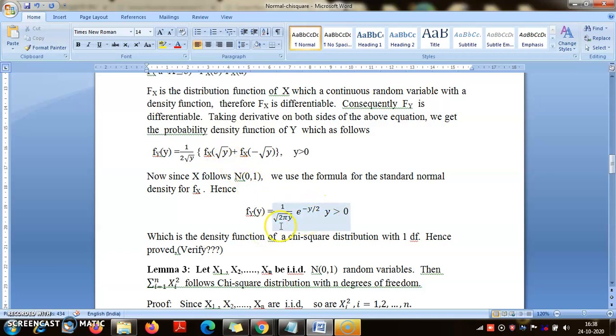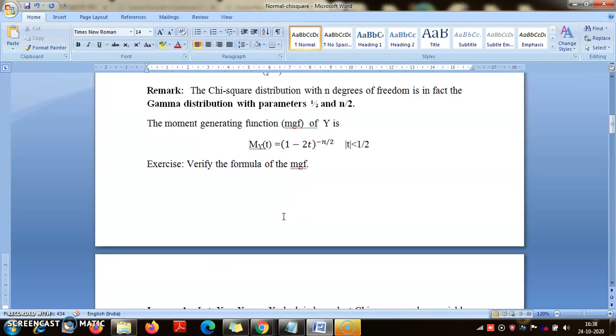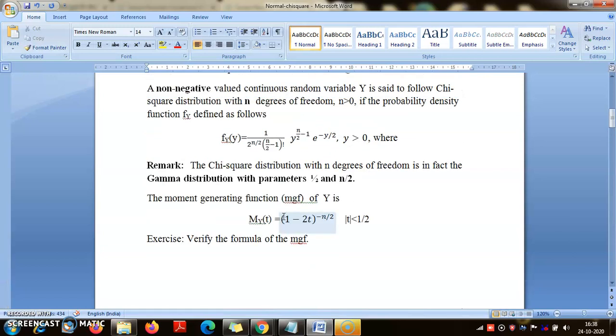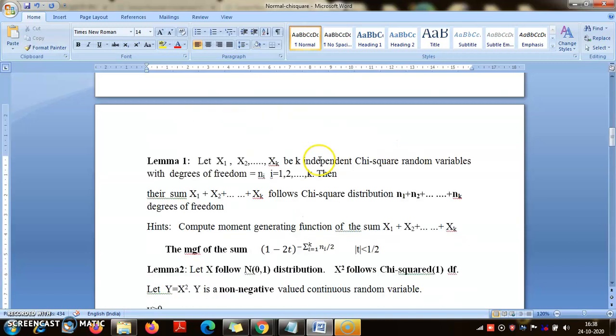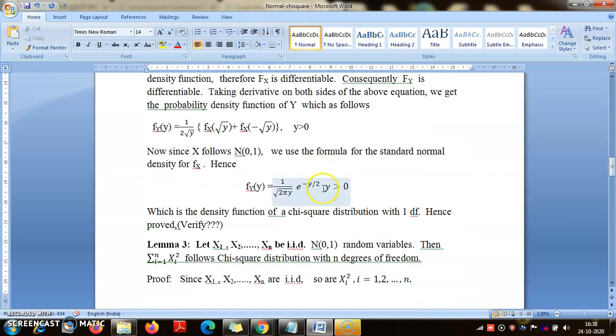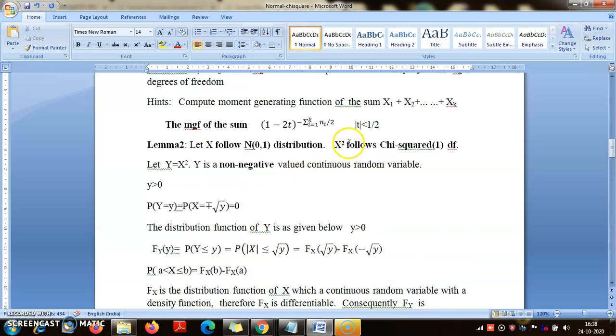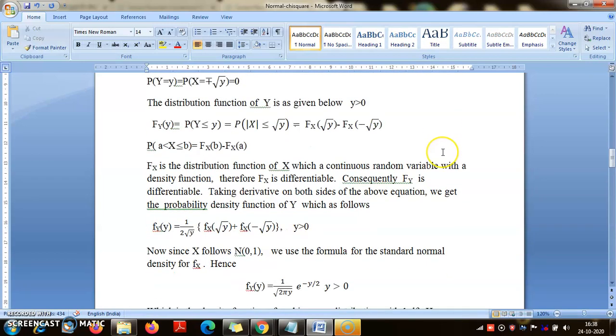And now if you recall, square root of pi is gamma half. So if you compare here, you put n equal to half, and this is exactly the formula that you have gotten. So hence we conclude that X squared follows chi square with 1 degree of freedom.